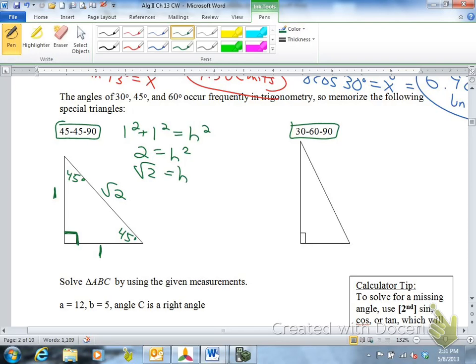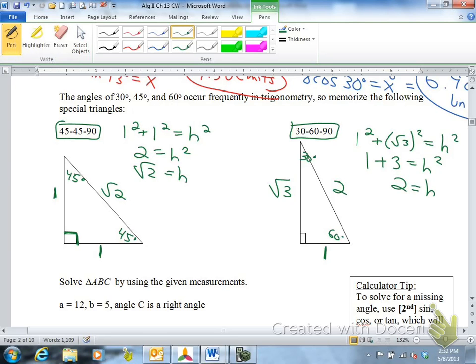And 30-60-90, we'll put 30 up top with the smaller angle, 60 at the bottom. Across from 30 is a 1. Across from 60 is square root 3. And then we can find the hypotenuse if we'd like to know what it is. So you have 1 squared plus square root of 3 squared equals h squared. 1 plus 3 equals h squared. h is 2. So the hypotenuse is 2.